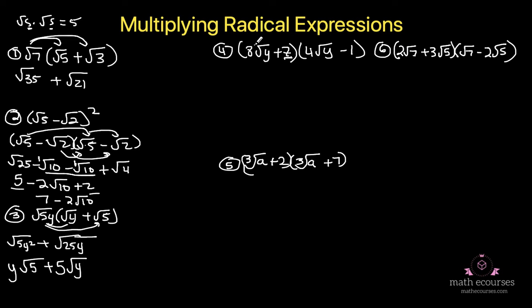Okay, number 4, we're going to go ahead and distribute that. Okay, multiply the numbers outside. 8 times 4 is 32. Keep the square root, multiply what's under the square root. Y times y is y squared.